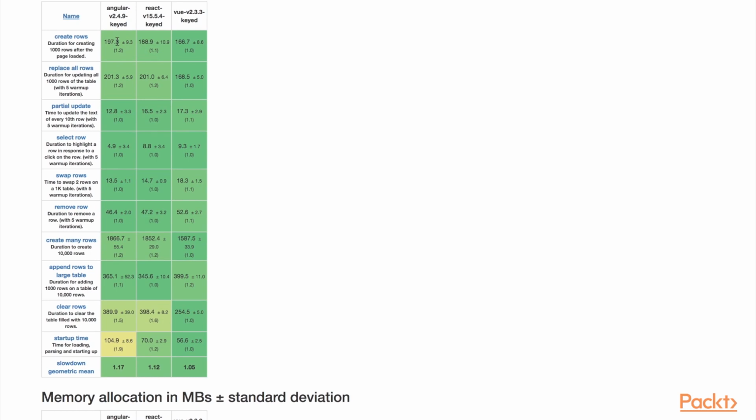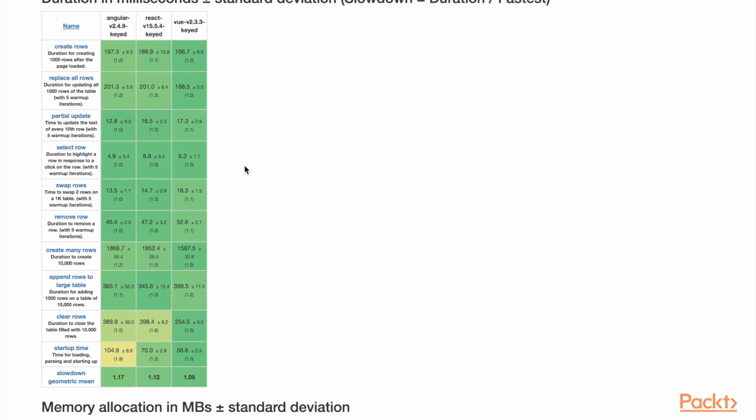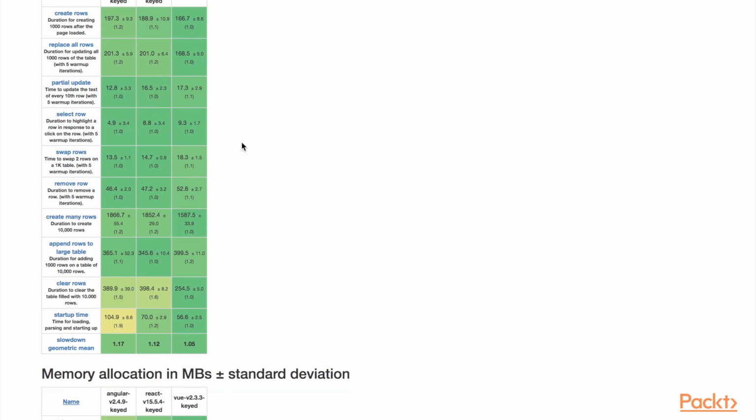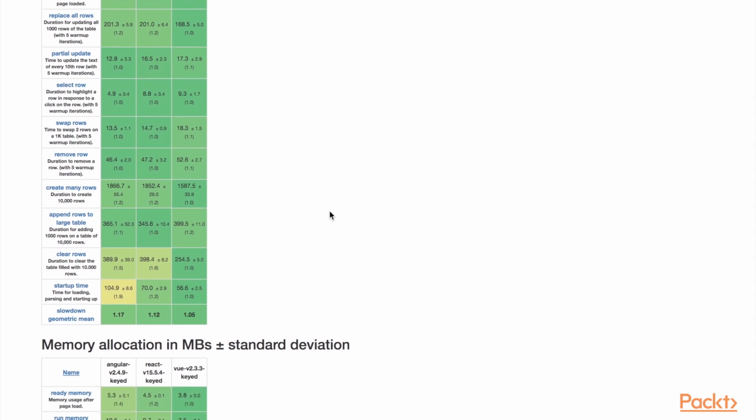As we can see, it takes 200 milliseconds for Angular to create 1000 rows. React is a bit faster, about 10 milliseconds faster, and Vue is 30 milliseconds faster than Angular 2 when it comes to creating 1000 rows. Vue also does a great job at replacing all rows. It also wins the comparison. Results are quite similar because we also need to take into consideration standard deviation. When it comes to selecting row, the performance is also very similar.